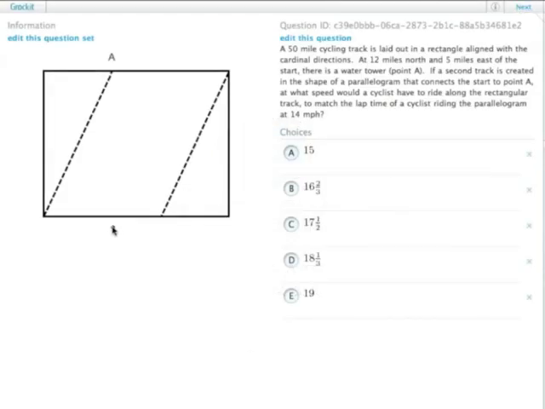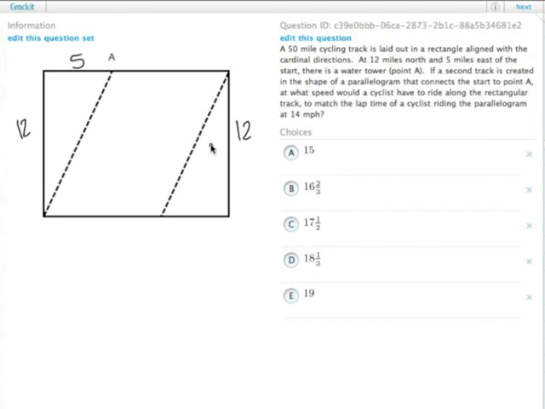Okay, so this one really hinges on keeping our story straight in terms of measures and doing a lot of deducing and then figuring stuff out from there. 50-mile cycling track at 12 miles north. So 12 miles north is the height of the rectangle, and then we have 5 miles east. That gets us to point A.